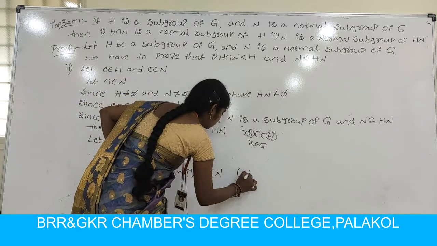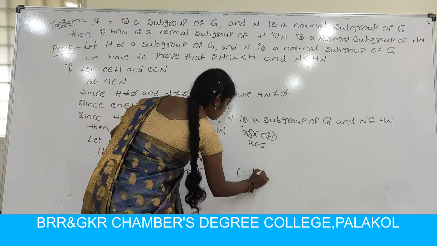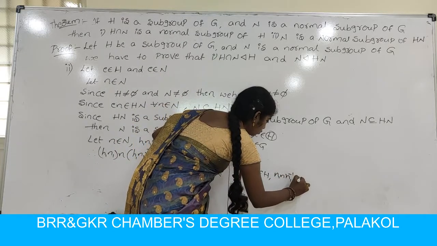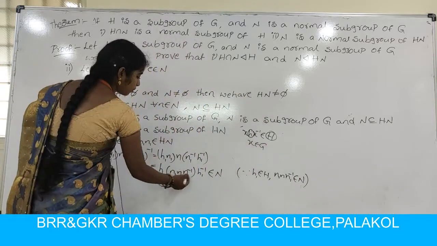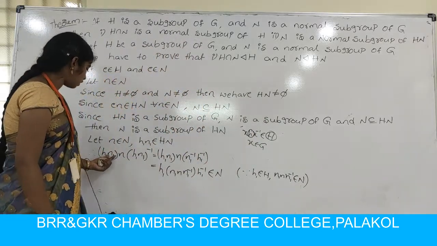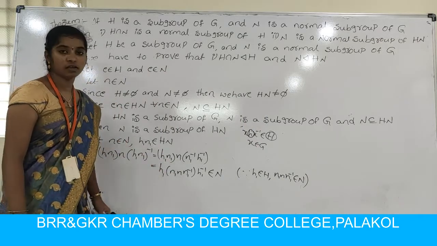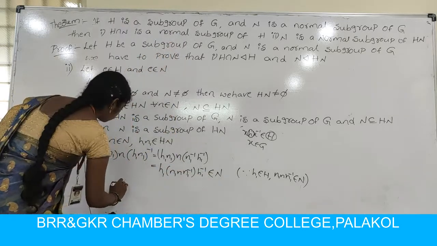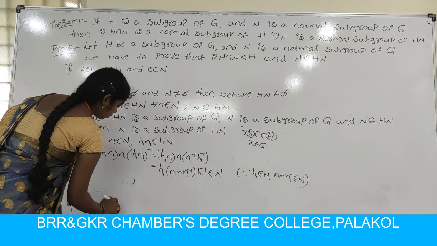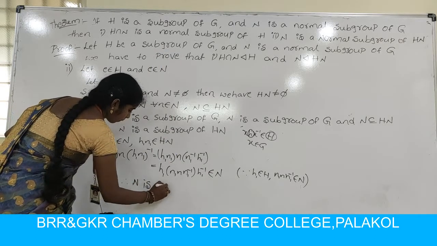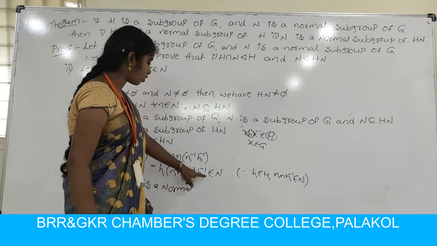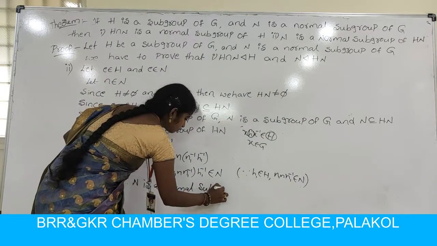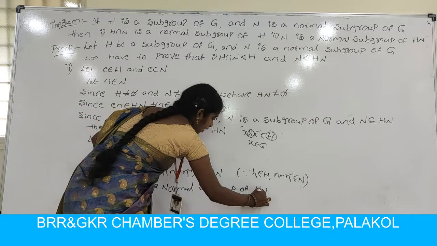Since H1 belongs to H, N1 and N1 inverse belong to N, so the product belongs to N. Therefore H1 N1 into N into H1 N1 whole inverse belongs to N. That means N is a normal subgroup of HN.